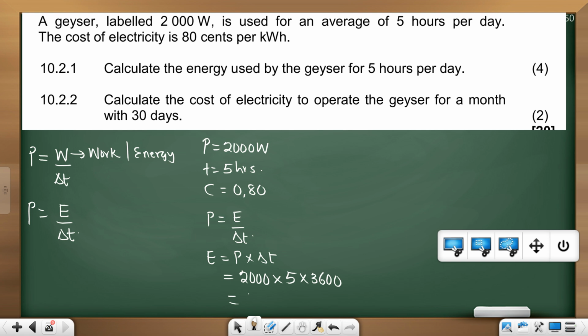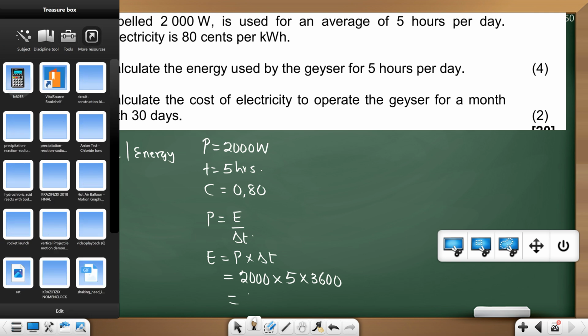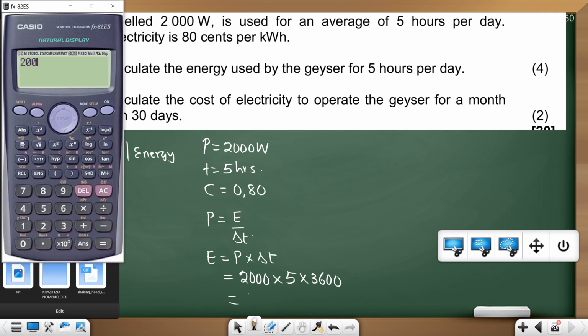Okay, change it to scientific notation. 2,000 times 5 times 3,600 gives 0.036 times 10 to the power 9. That is 3,6 times 10 to the power 7. Shift mode 7, 3. 3,6 times 10 to the power 7.